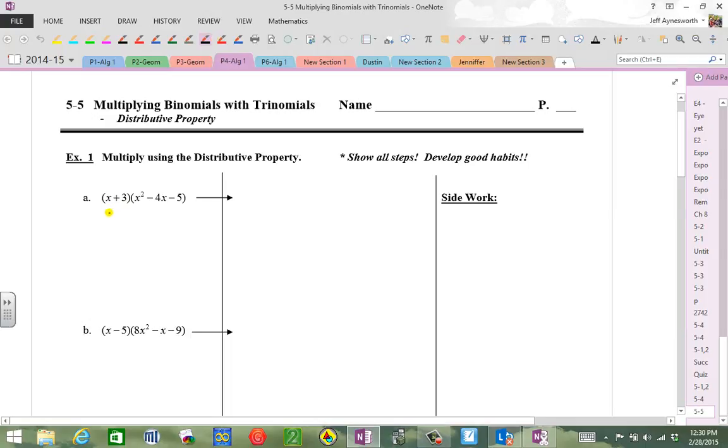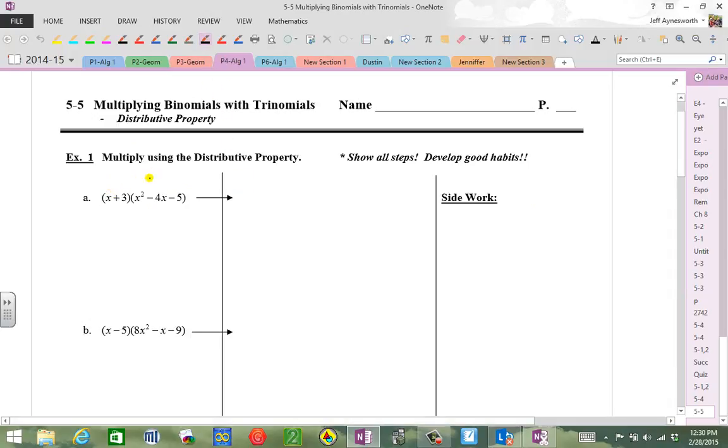We're going to take the binomial x plus 3 and multiply it by a trinomial, okay? And we're going to first distribute our first term. We're going to distribute it 3 times because we have a trinomial now. All right, so we're going to take our first term and multiply it by the first term, and first times second, and first times third. If we need to do any side work, we've got room. All right? So again, here we go.